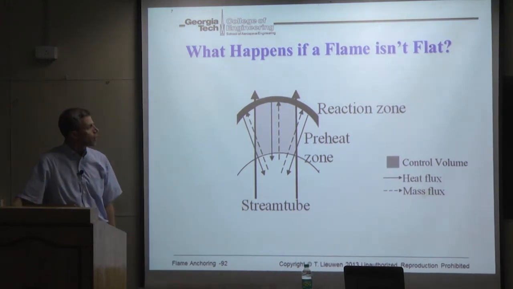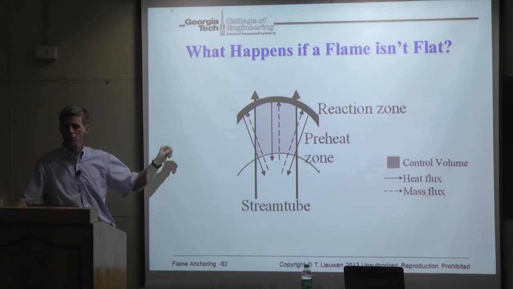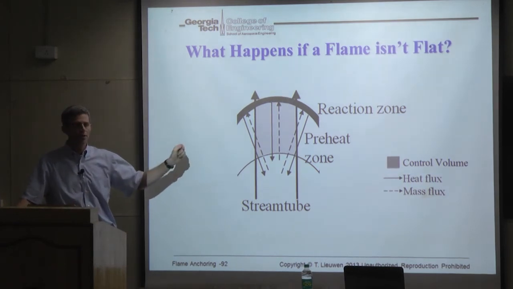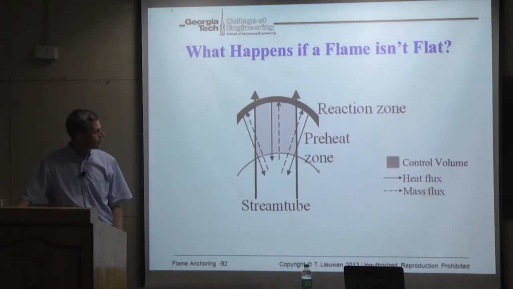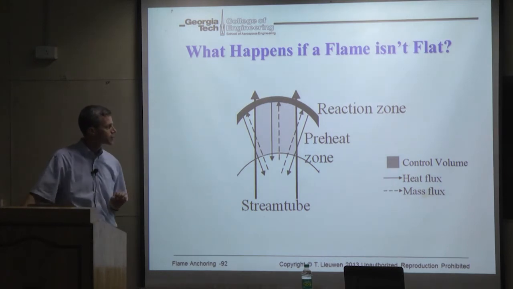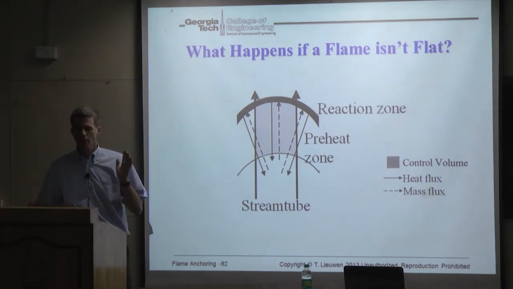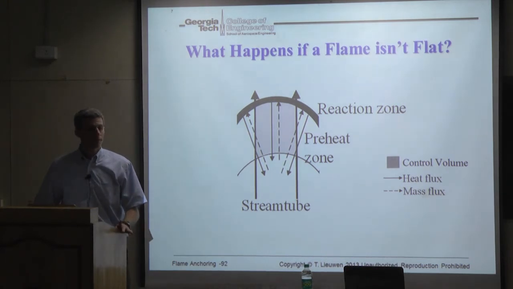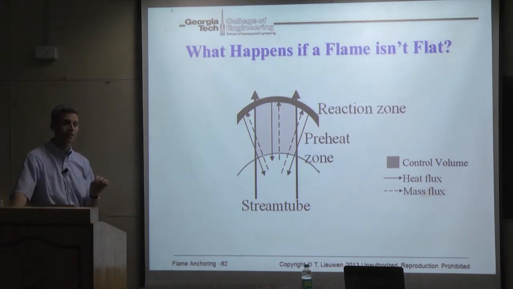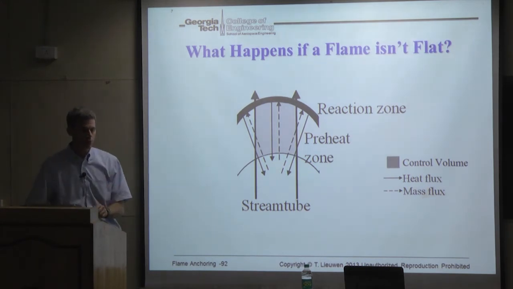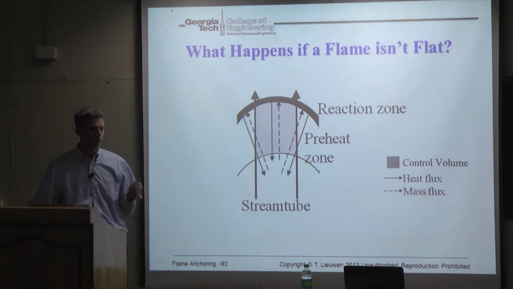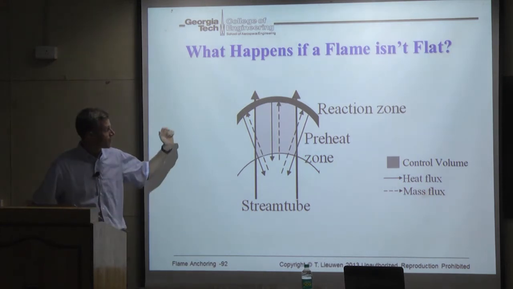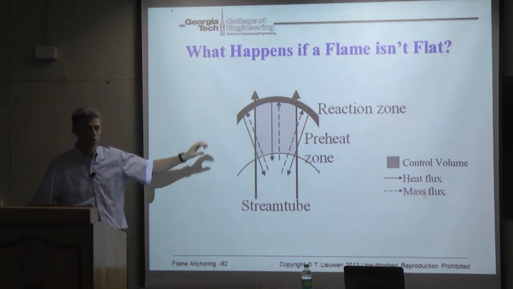Okay? So as we'll talk about later, this is an example of a stretched flame. And the key thing that's happening here is that the reason this flame is stretched is because convective fluxes and diffusive fluxes are not aligned. Excuse me, did I say mass flux? I meant convective fluxes and diffusive fluxes are not aligned. And so that modifies that relationship between the reaction zone and the preheat zone.